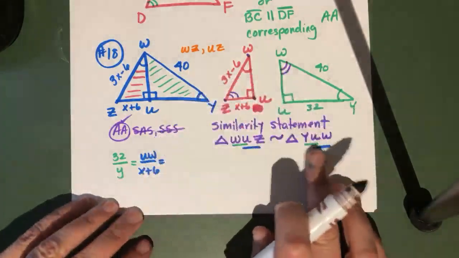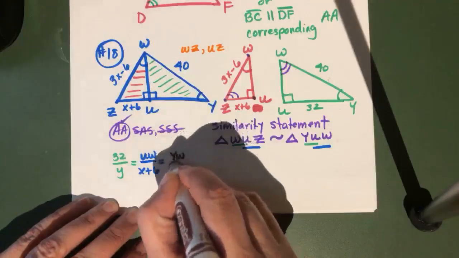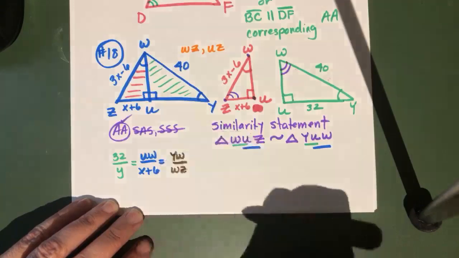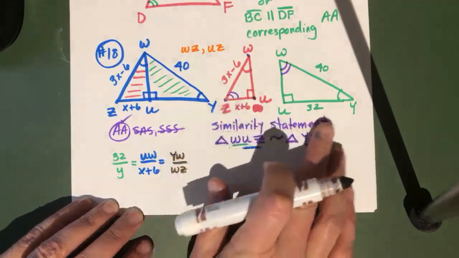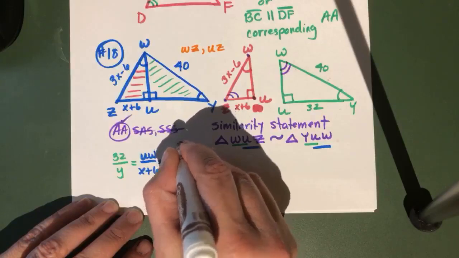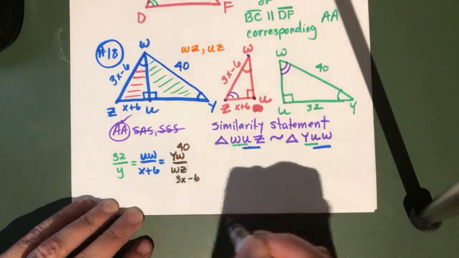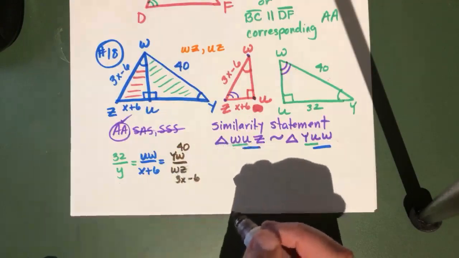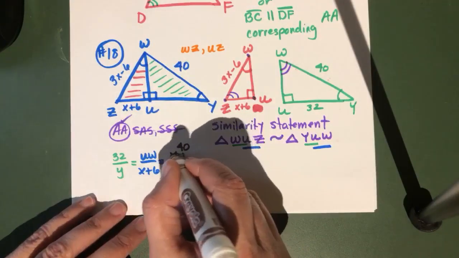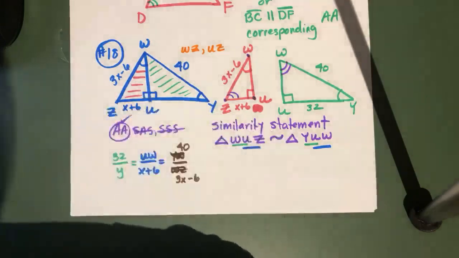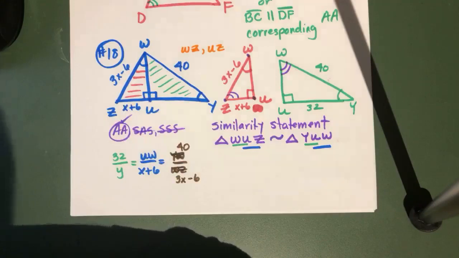The last one is YW goes with WZ. And I wrote those out. What is YW? YW is 40. WZ is 3x minus 6. Okay, so here's the problem. I'm going to go ahead and cross these out because we'll put these in there. I don't have a set proportion where I can just solve. I've got 2 or 3 different things missing.